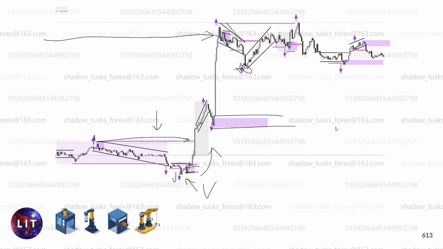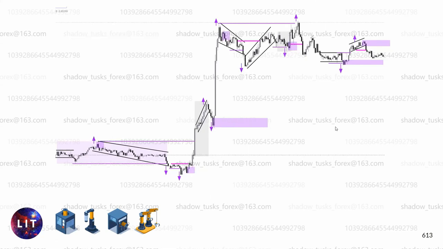Actually, I think we've missed a break of structure here. This would actually be break of structure. You could take this, but again, that's like 1 to 2 R. So probably not worth taking that one. And then again, this is end of day consolidation. So all of this, it's not really worth taking.